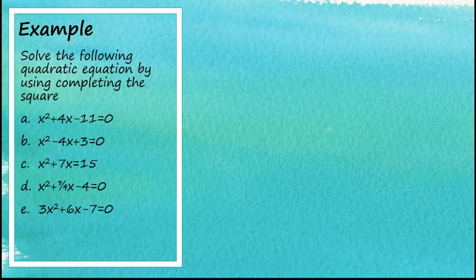So this is the question: solve the following quadratic equations by using completing the square. And let's start with the first question. Question A. Let's rewrite the question. So we have x squared plus 4x minus 11 equal to 0.